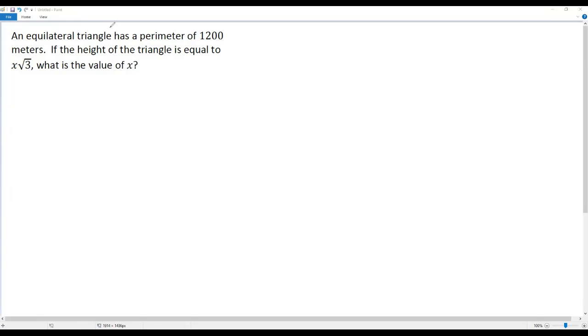Here we have a math problem. Okay, let's go to the question. An equilateral triangle has a perimeter of 1200 meters. If the height of the triangle is equal to x times square root of 3, what is the value of x? Okay, let me draw an equilateral triangle.